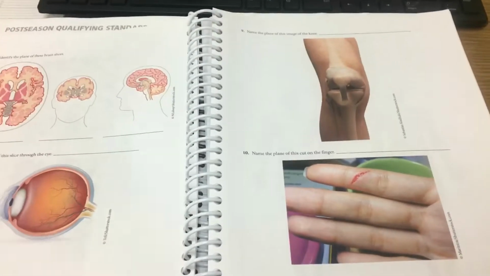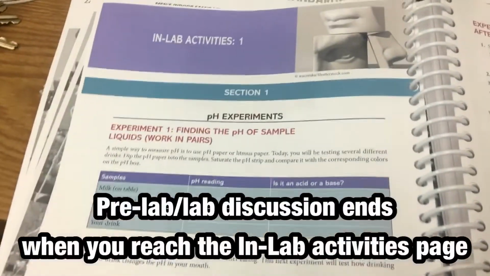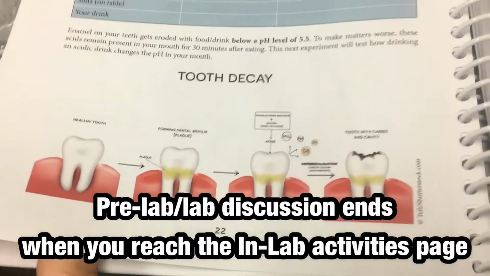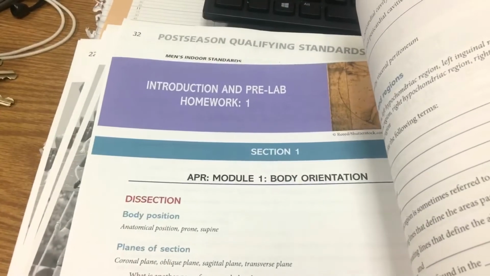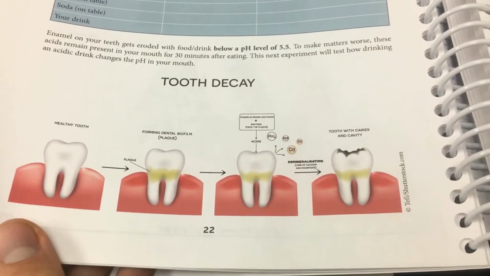Working all the way through, many different pictures, lots of practice. Through and up until it says in lab activities. So that's on page 22. So the first pre-lab is from page 4 all the way through page 22.